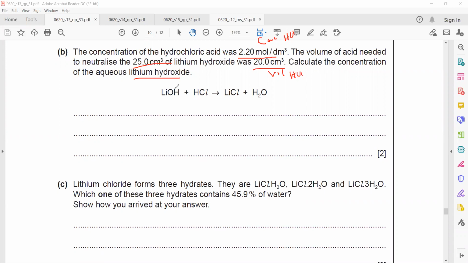The hint for this question: first, using concentration and volume, find the moles of HCl, then from the moles of HCl, find the moles of lithium hydroxide, and then concentration is moles over volume. It is difficult to use a mouse and write, so you can also type if you want to.